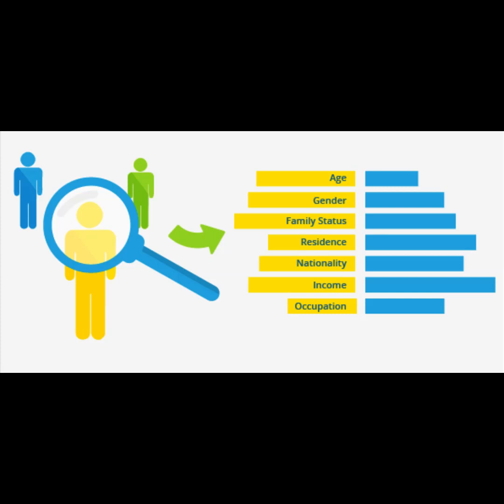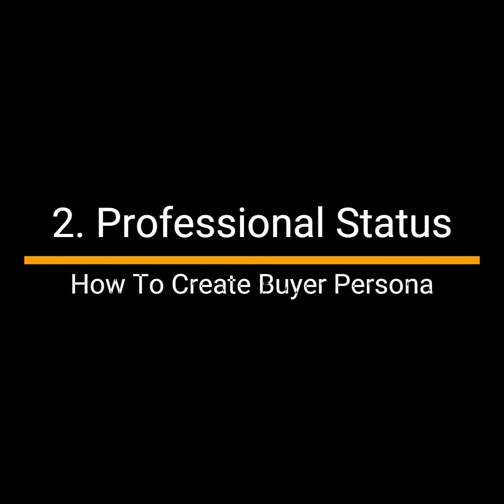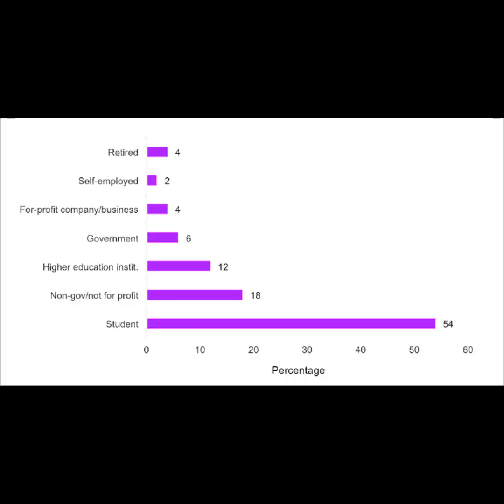2. Professional status. Professional status refers to the occupational or employment status of individuals in the market audience. These can include job title, industry, work arrangement, level of seniority, and income. This criteria is particularly important in business-to-business marketing, where targeting decision-makers and influencers within a company can greatly impact the success of a marketing campaign.